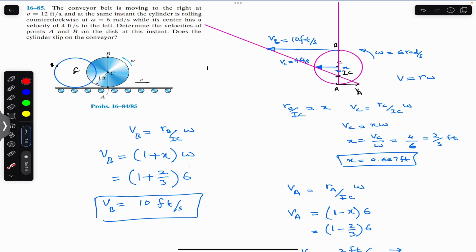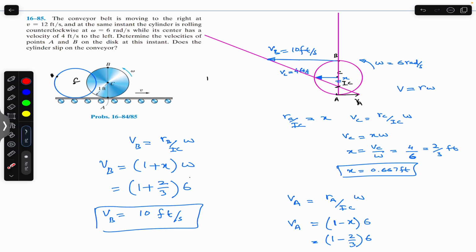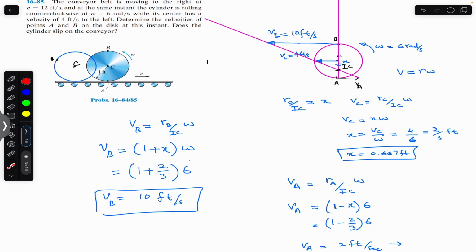So this is how we can find the velocity of B and velocity of A using the instantaneous center of zero velocity.